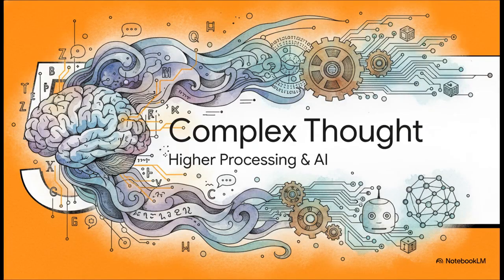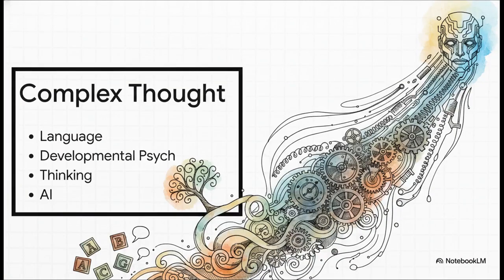Finally, let's move to Section 5, Domains 9 through 12: complex thought, higher processing, language, and AI. We've grouped these final 4 domains together because they represent the absolute highest levels of mental abstraction, as well as the most future-facing topics in cognitive science today. Let's walk through them. We've got language, developmental psychology, thinking and concept formation, and finally human and artificial intelligence.